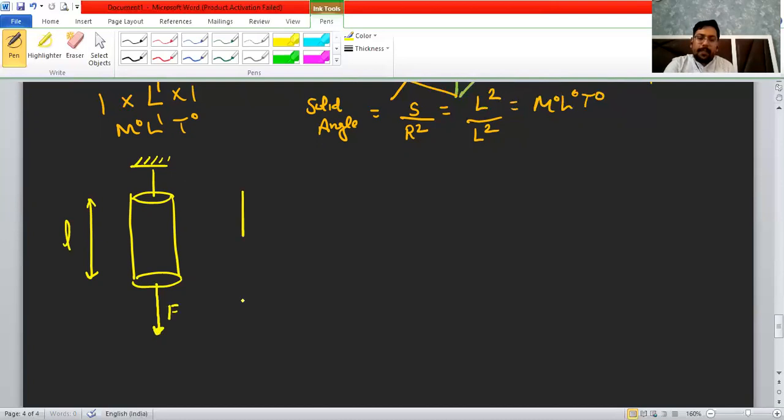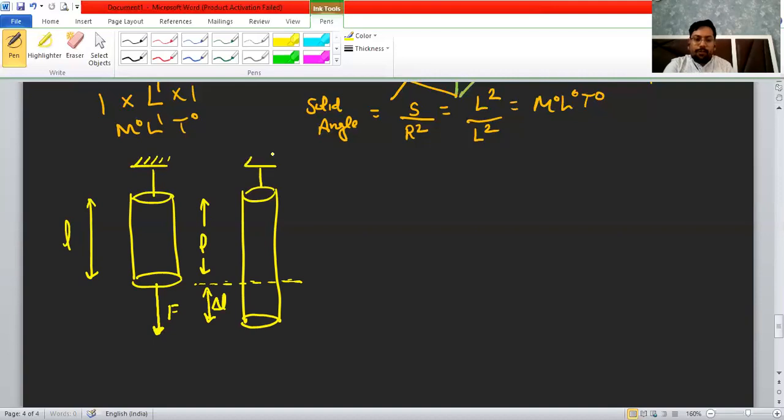As a result, what happened? There is some increase in its length. As you know, wires are ductile in nature, so there is some increase in its length. Initially, the length is L. Now that increase in length is represented by delta L.